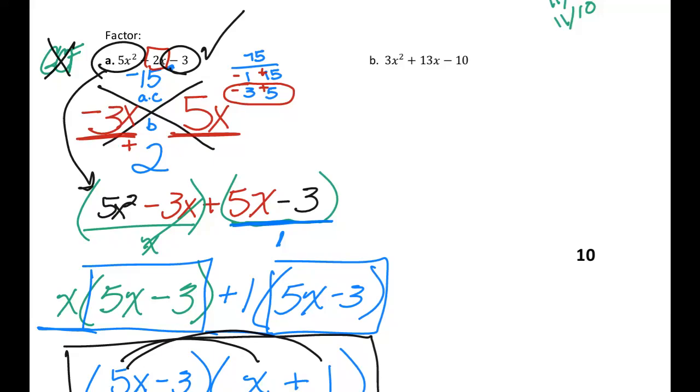3x squared plus 13x minus 10. Look for a GCF. Keep going. Right here, just like you've always done, what do you look for first? GCF. Take your smallest coefficient, 3. Does that divide into 13 or 10 evenly? If you take 13 divided by 3, you're going to get a whole number? No.